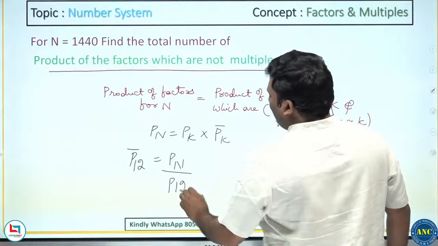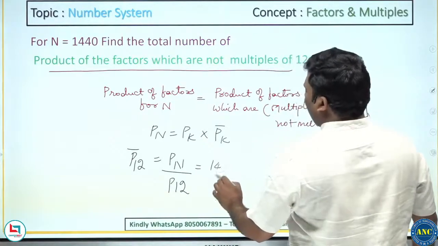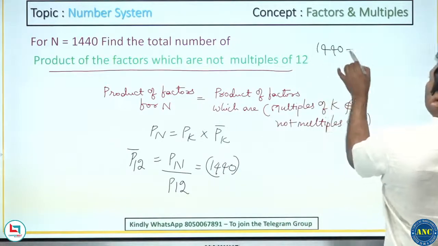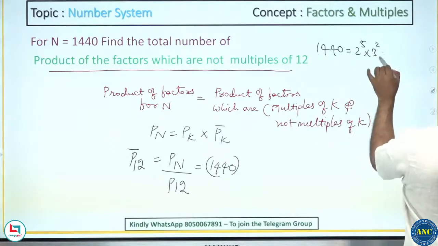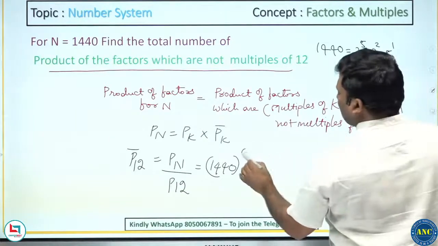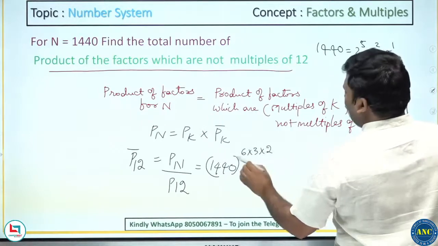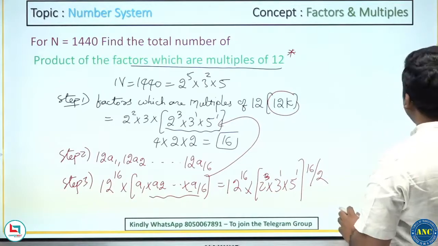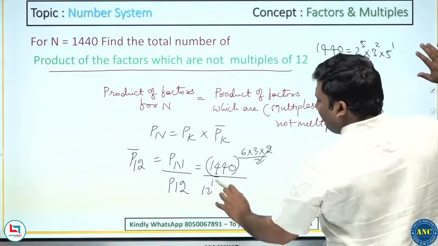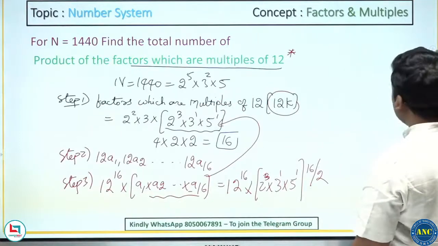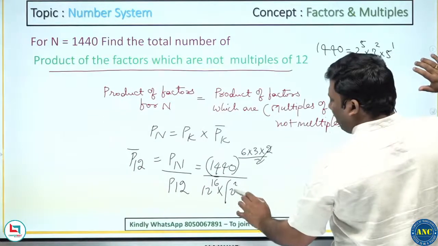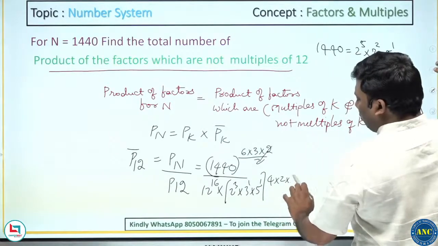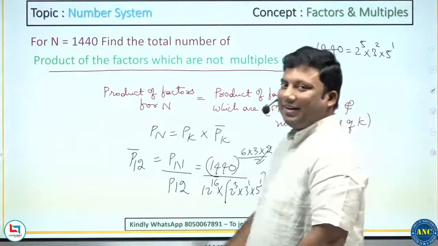Pn by P12. What is Pn? Pn is 1440 power number of factors by 2. 1440, what are the factors? 2 power 5 into 3 square into 5 power 1. So it is 6 into 3 into 2 divided by 2, divided by P12. P12 just now we got 12 power 16 into 2 cube into 3 into 5 power 4 into 2 into 2 by 2. I hope the idea is clear.